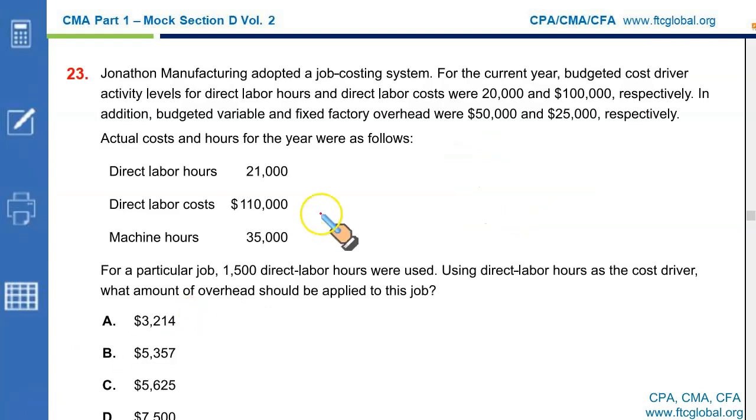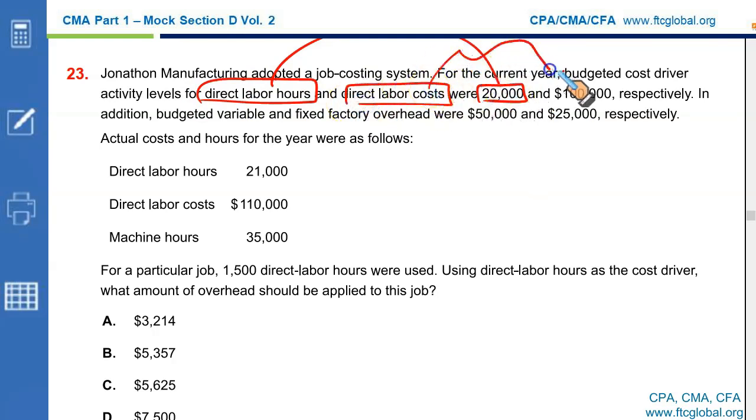Okay, now what this question is all about. It says Jonathan Manufacturing adopted a job costing system. For the current year, budgeted cost driver activity level for direct labor hours and direct labor cost were 20,000 hours and $100,000 respectively. What basically it means is that your direct labor hours planned are 20,000 and your direct labor cost based upon this planned hour is 100,000. That means you pay $5 per hour to your workers.